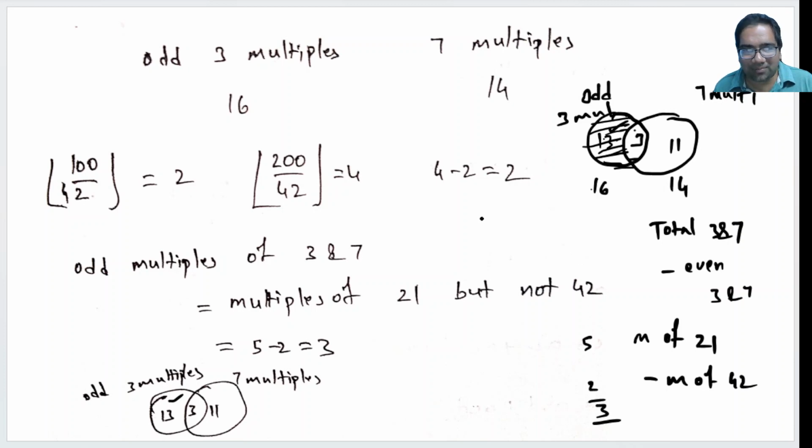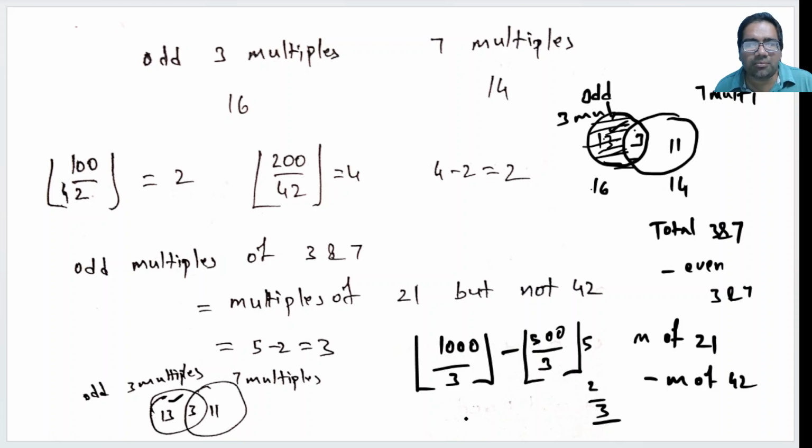And how do you find total multiples? Total multiples is whatever in that number by that number. Let's say in 1000, how many 3 multiples are there? Then 1000 by 3, floor of this. Right. And between 500 and 1000, how many are there? That means minus 500 by 3. Right. In the first 500, how many multiples are there? Then the total minus that first 500. Right, guys? Hope you understood this problem.